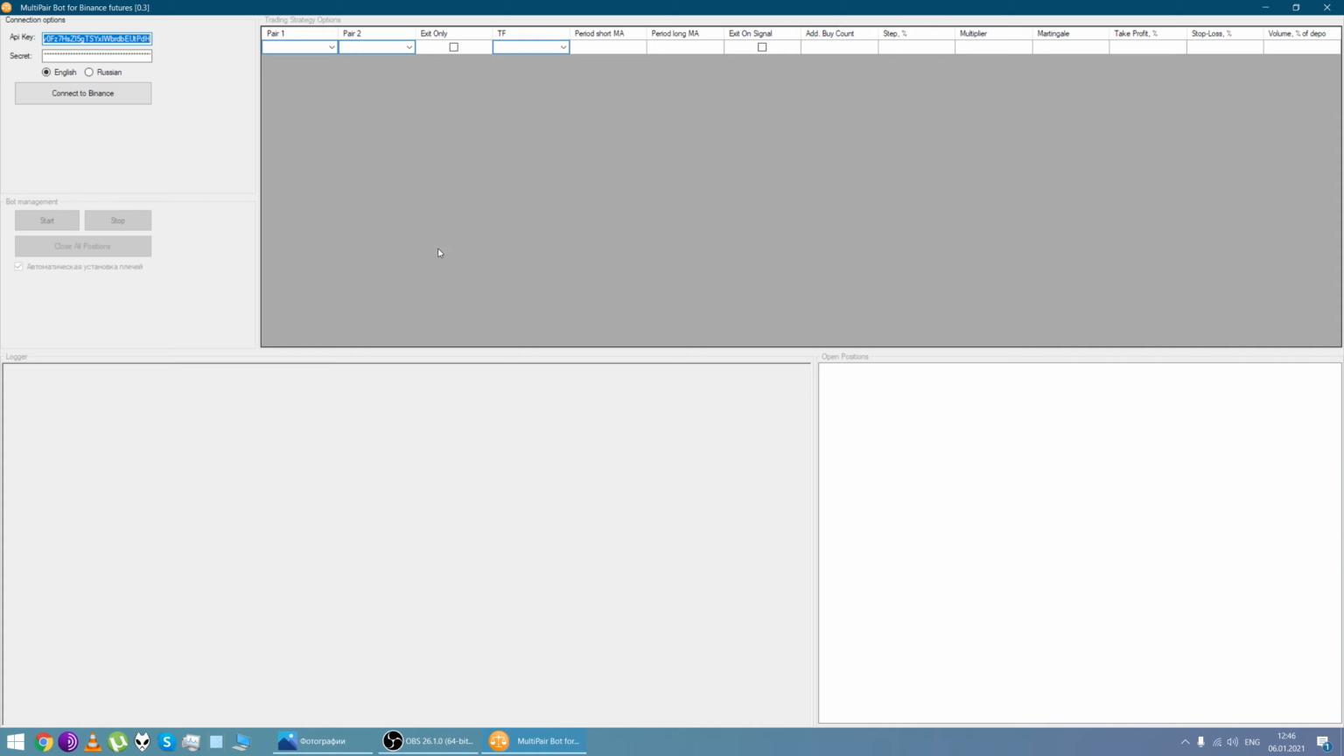Here we have a standard interface. Here we're going to enter connection settings, API key and secret key. Here you can set your preferred language, English or Russian. Then we are connecting to the exchange and the bot verifies the API key, and if everything is fine, we go further.